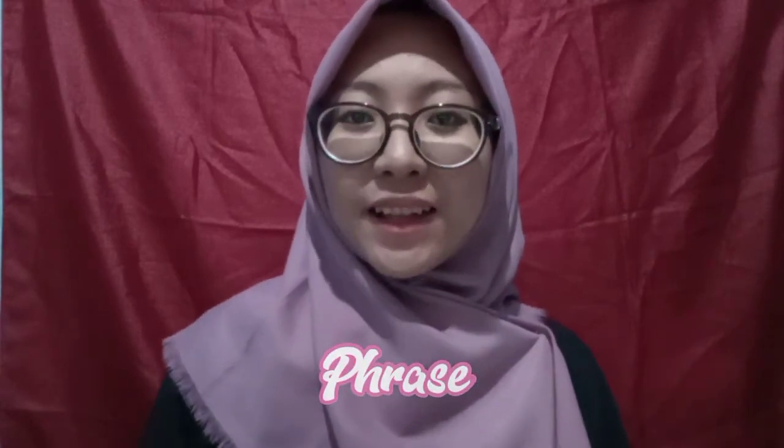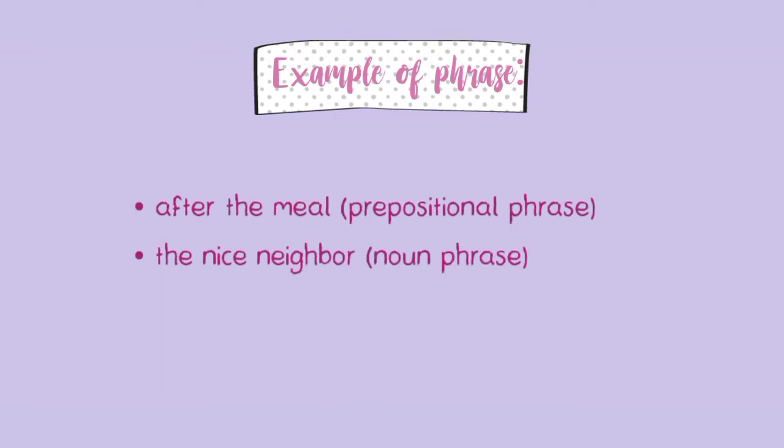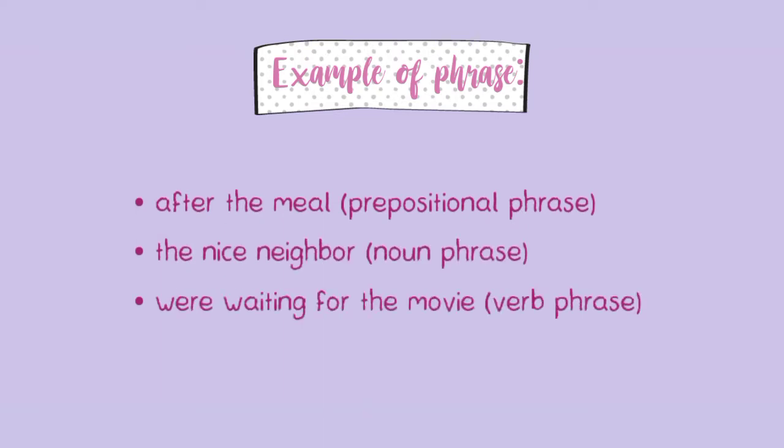And the second one is about a phrase. A phrase is a group of words that stands together as a single grammatical unit, typically as part of a clause or a sentence. Examples of phrases: after the meal as a prepositional phrase, the nice neighbor as a noun phrase, were waiting for the movie as a verb phrase.